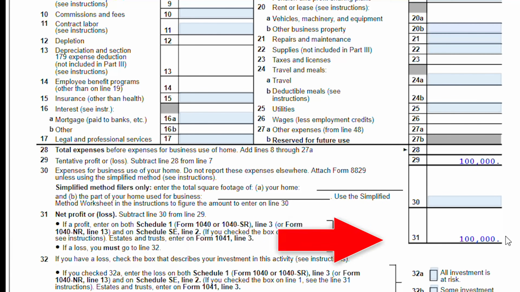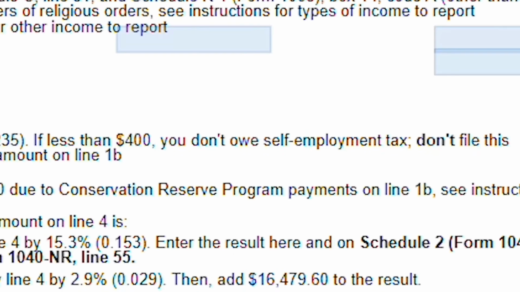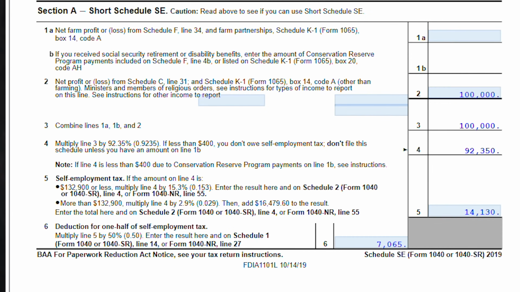And on line 31 of your Schedule C is where you're going to find your net profit. And this is the number that we're going to put on our self-employment tax or our Schedule SE. So let me go ahead and pull that up. This is where we're going to do the calculations for our self-employment tax. And what you can see here is that we put our net profit on line 2, or profit or loss, and we put in the $100,000.